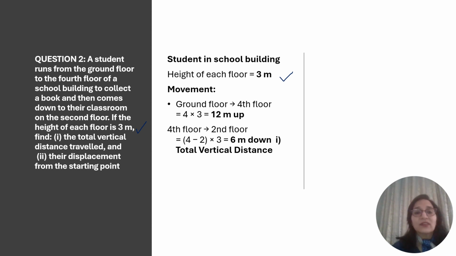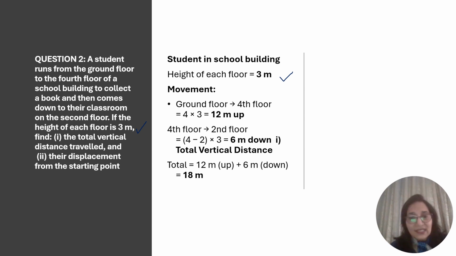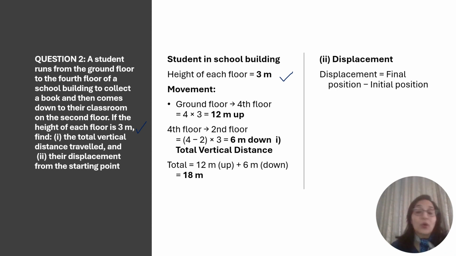So you need to find the total vertical distance. When you say vertical, this is the vertical distance and this is your horizontal. So what is the total distance now? It was 12 meters plus 6 meters, which gives us 18 meters. Now the second part of the question, that is displacement from the starting point. Now again, what is displacement? Final position minus initial position.